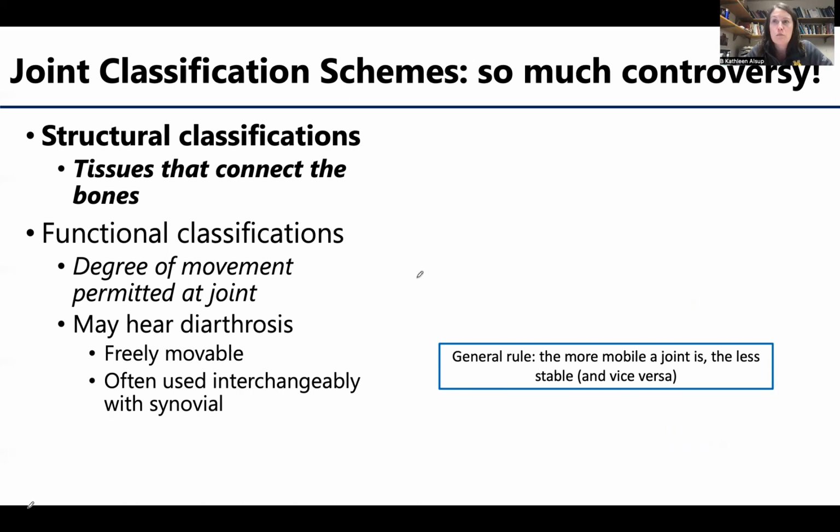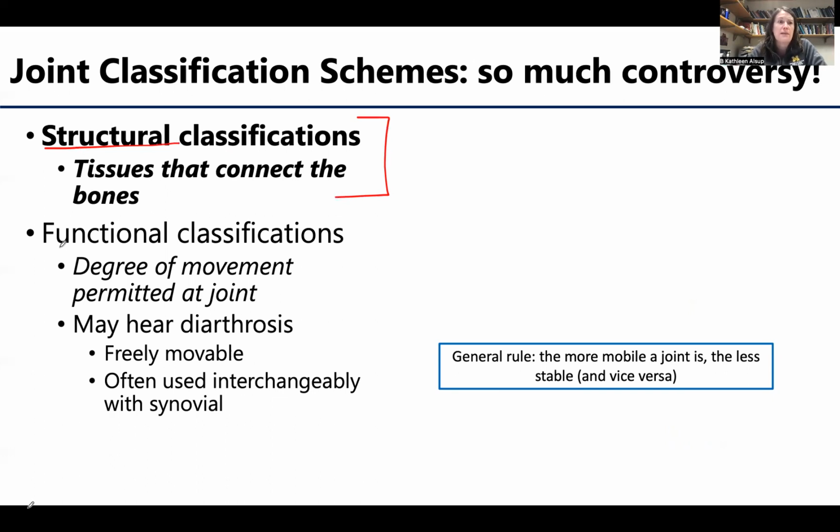There are going to be two major types of classification schemes. The first one is the structural classifications. And what this means is what tissues are actually connecting the bone. Is it cartilage? Is it more fibrous tissue? Is there a space in between? And this is really where we are going to spend the majority of our time here.